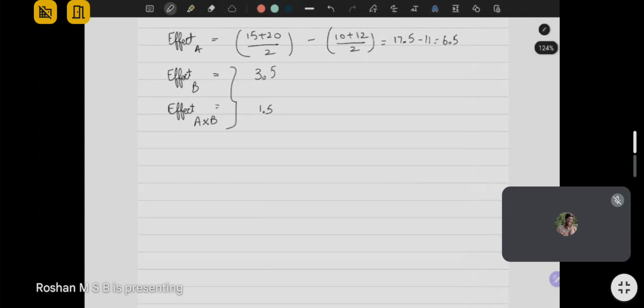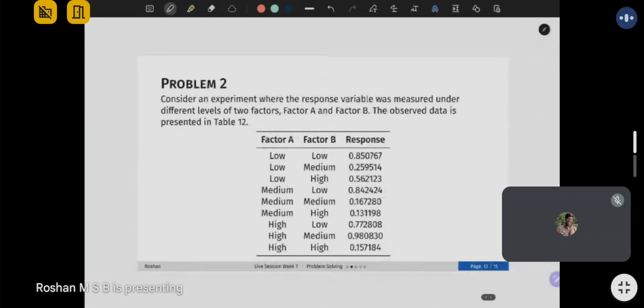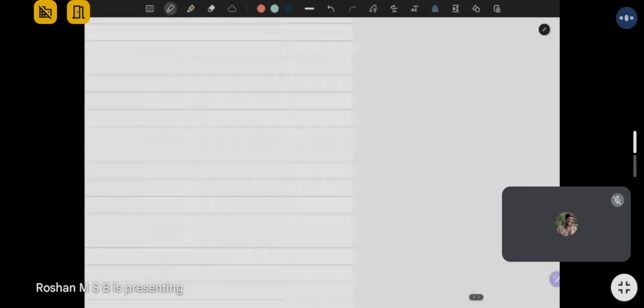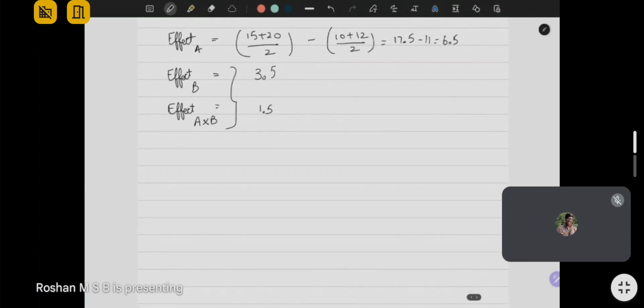Once we get these values, how do we interpret them? 6.5 means it has a high effect, and if it's zero it means no effect. That's the only interpretation you can come to at this point. And what does negative mean?